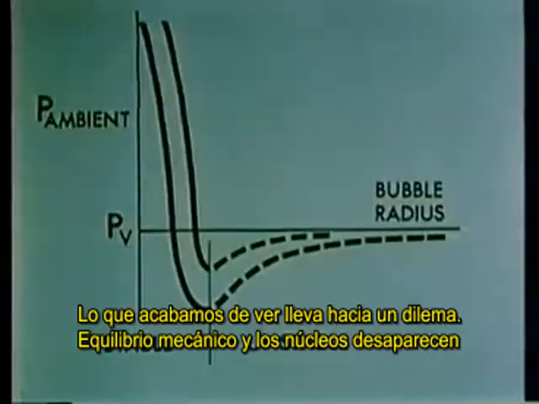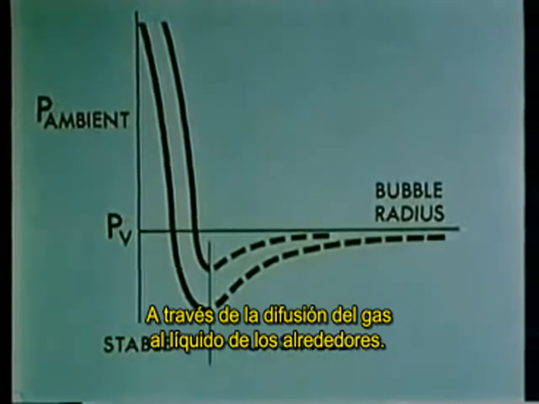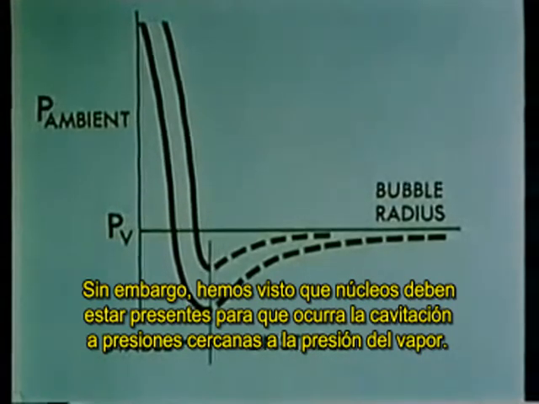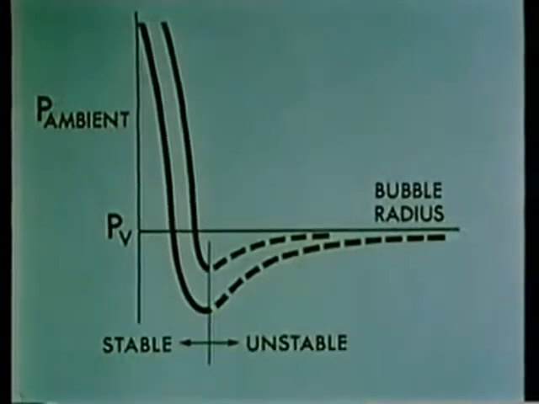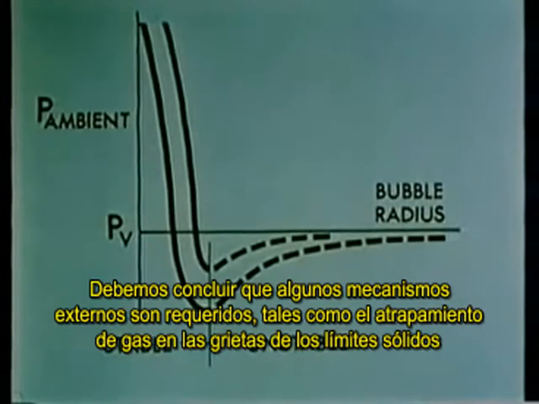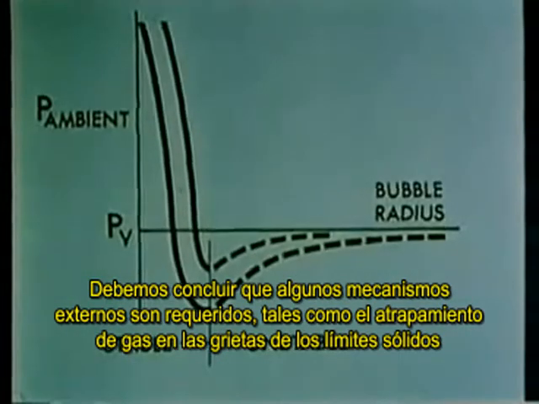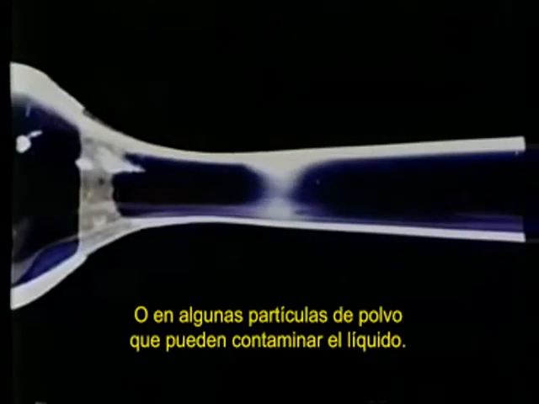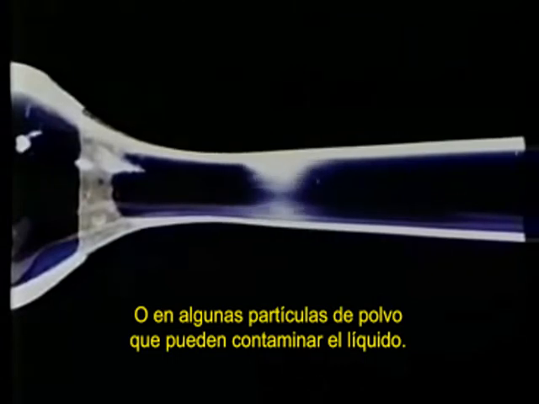What we have just seen leads to a dilemma. Nuclei in mechanical equilibrium disappear through diffusion of the gas into the surrounding liquid. Unstable nuclei cannot persist. Yet we have seen that nuclei must be present for cavitation to occur at pressures near vapor pressure. How then can we account for the persistence of nuclei? We must conclude that some external mechanism is required, such as entrapment of gas in the crevices of solid boundaries or on dust particles which contaminate the liquid.